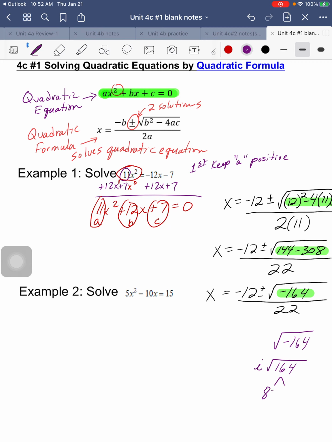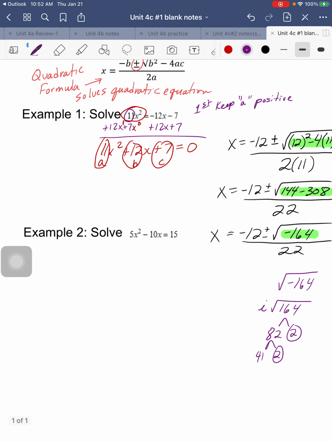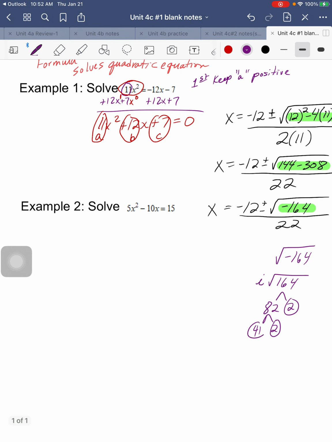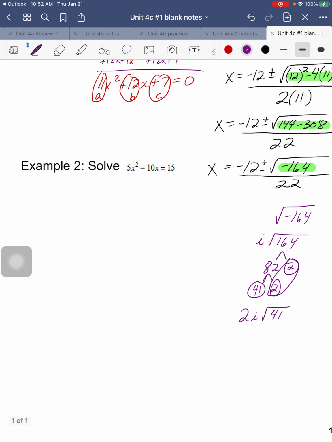And 164 is 82 and 2. 41 and 2. And 41 does not divide by anything. So that is a prime number by itself. So we have a pair of 2's. So this is going to end up being the square root of 164 is 2 square root of 41. So now, I know I've totally run out of room, but I'll bring this down.